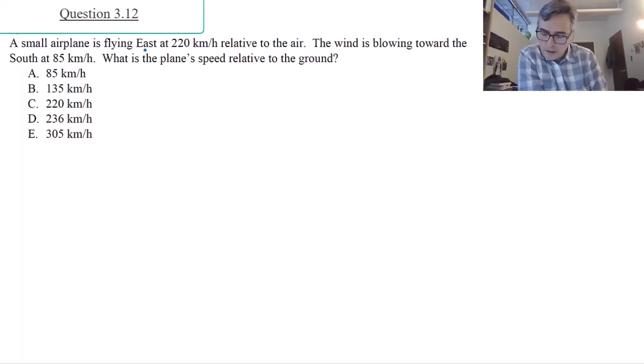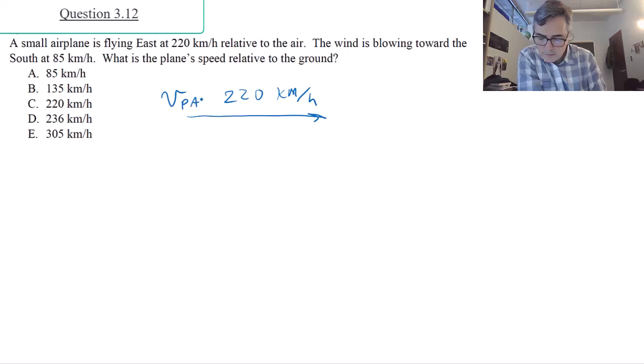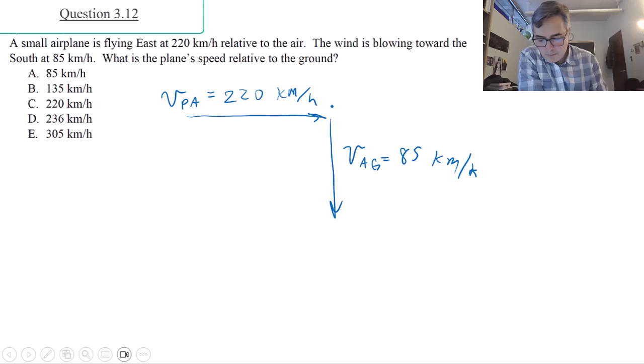A small airplane is flying east at 220 kilometers per hour relative to the air. I'll call that plane relative to the air. The wind is blowing towards the south at 85 kilometers per hour. That's the air relative to the ground. What is the plane speed relative to the ground?